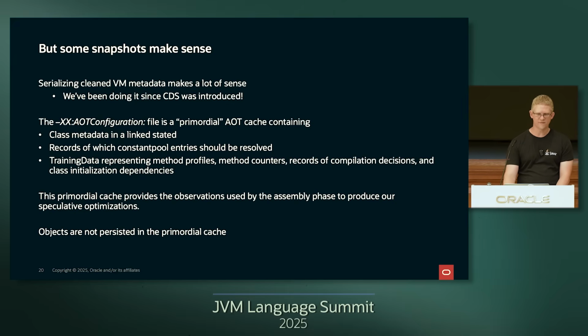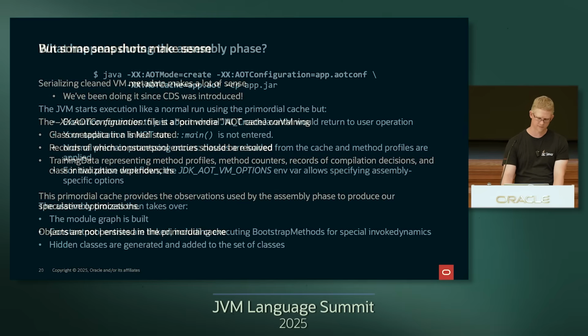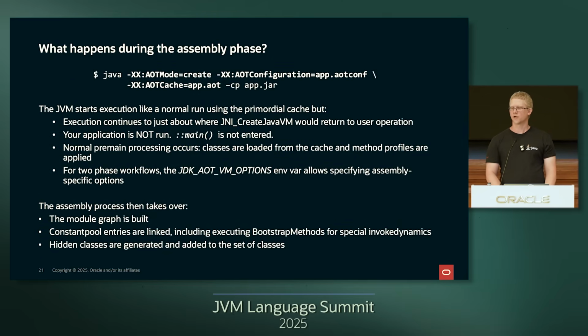So we've got a snapshot of some of the state. What do we do? It seems like maybe that's all we had to do. Why do we still need this assembly phase? So during our assembly phase, we basically start the JVM again, just like a normal startup. Execution runs with JNI_CreateJavaVM just like it would normally, and it runs up until just about the point where it would return to the caller. And the caller would then typically go off and look up the main method and run that.